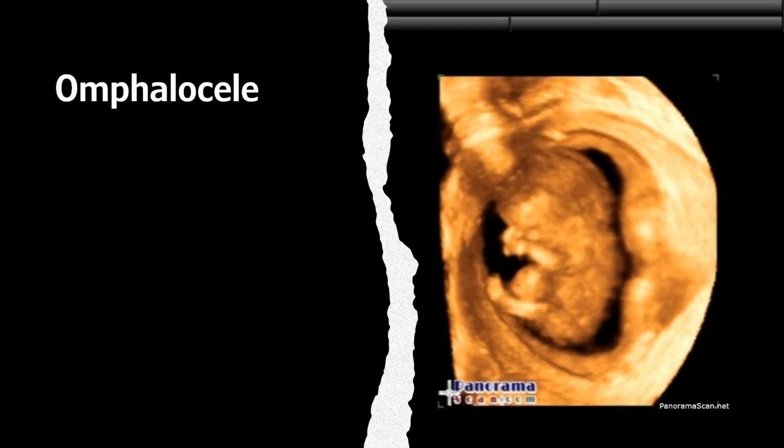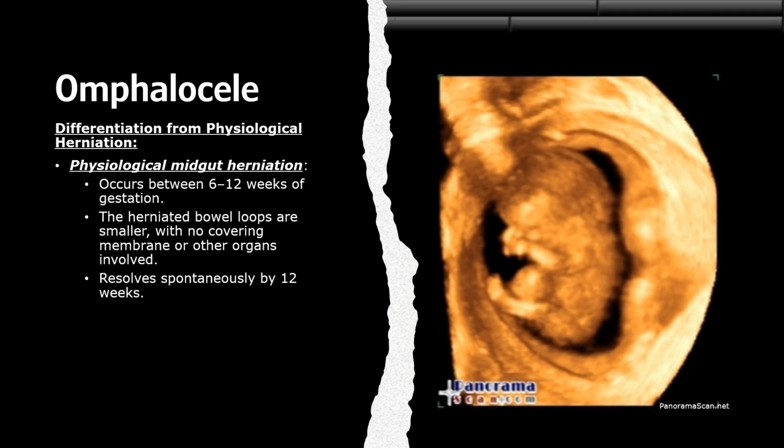A crucial part of diagnosing omphalocele is differentiating it from physiological midgut herniation, which is a normal developmental process. In physiological midgut herniation, the bowel herniates into the base of the umbilical cord between 6 and 12 weeks of gestation. These herniated loops are relatively small, involving no covering membrane, and do not include other organs. Importantly, this is a temporary process that resolves spontaneously by the end of the 12th week.